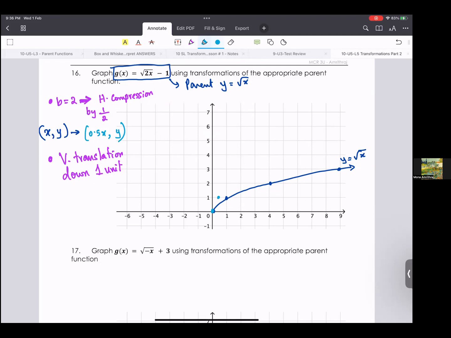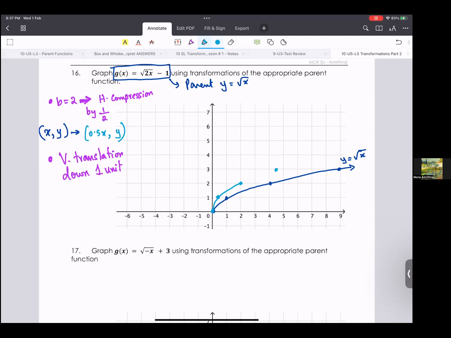(4, 2) becomes (2, 2). And (9, 3) becomes (4.5, 3), right? So these are the points, okay? I'm going to add one more point. Even though I've given you only 4 points on the parent graph, I'm going to introduce another point, because the next point after (9, 3), what is it? It should have been (16, 4): x is 16, y value is 4.